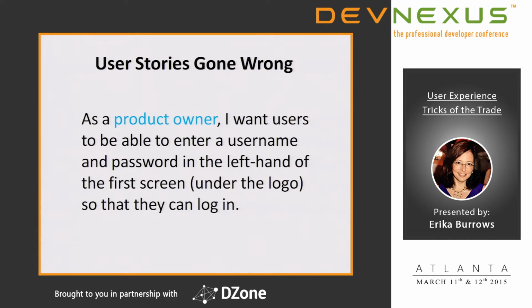The user's incorrectly stated. What else? The user story is asking for a specific user interface implementation rather than the bigger picture of wanting to reach the goal of being able to log in. So it's how instead of what? Why do they want to log in?